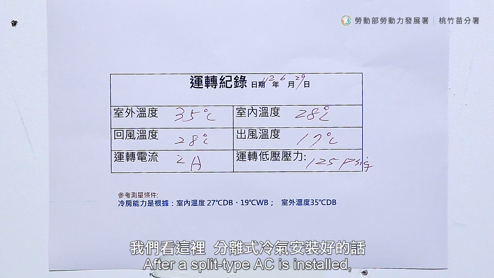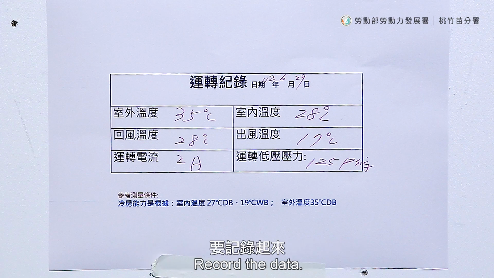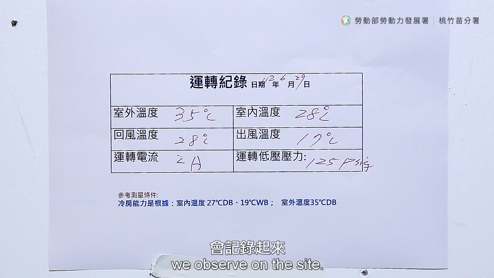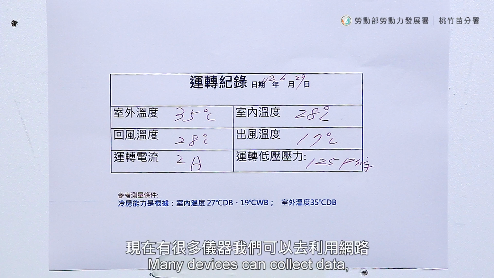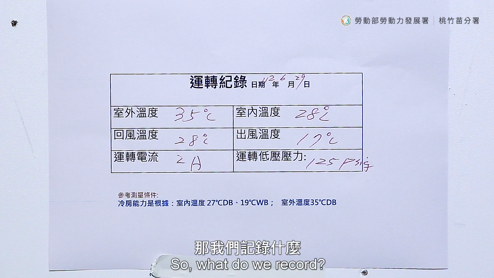After a split type AC is installed, we need to keep an operation record, record the data, and in this record, we record figures we observe on the site. Many devices can collect data, then transmit it back to the company to be archived. So what do we record?